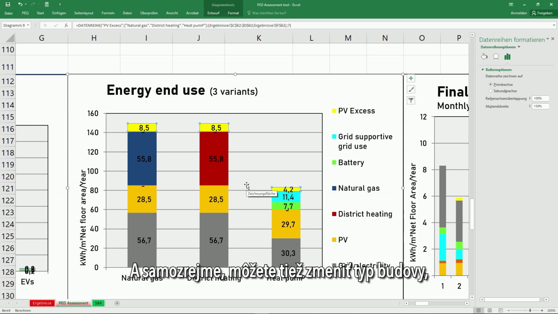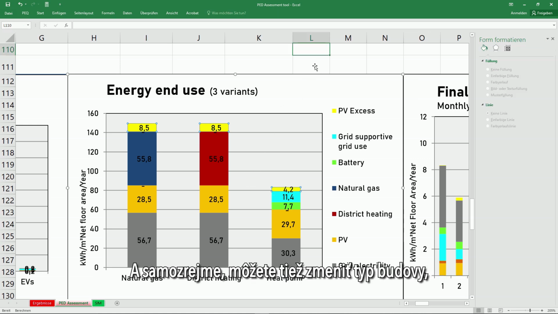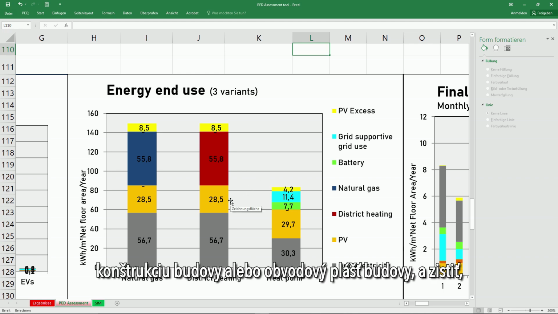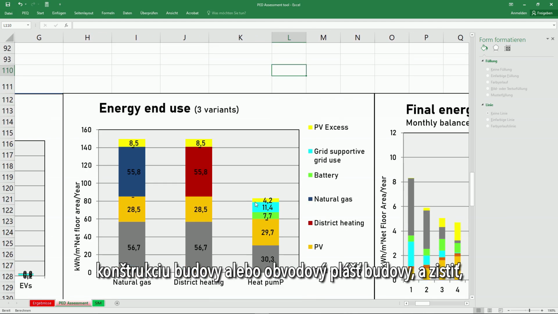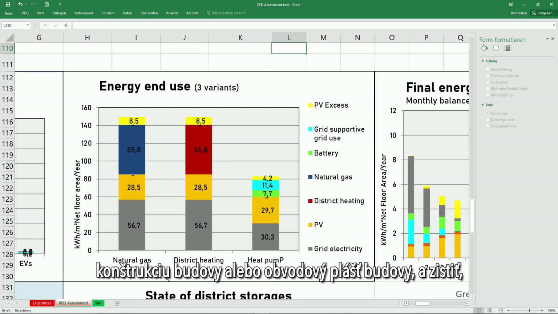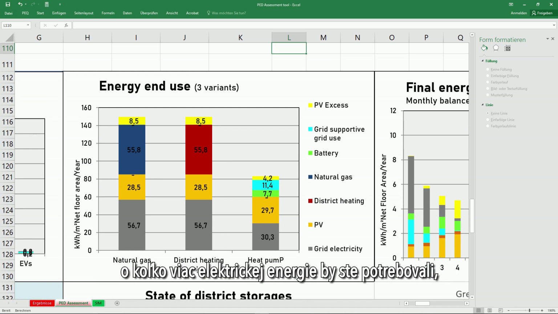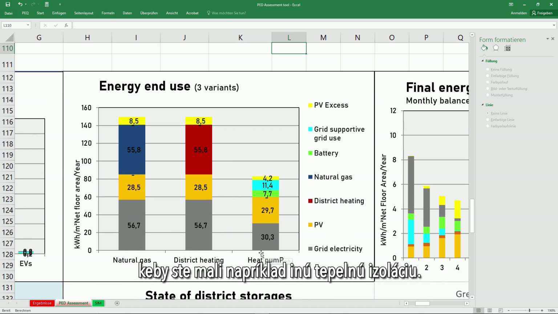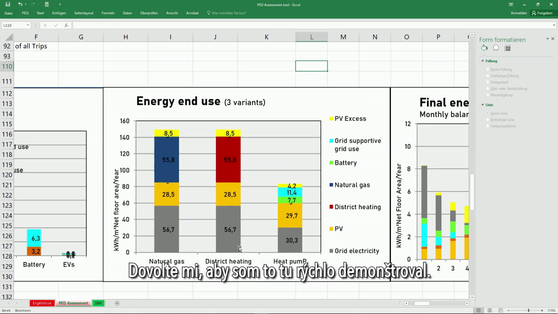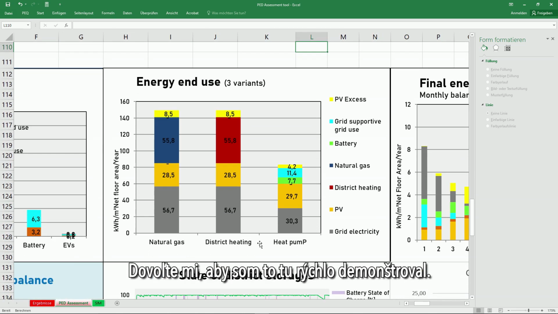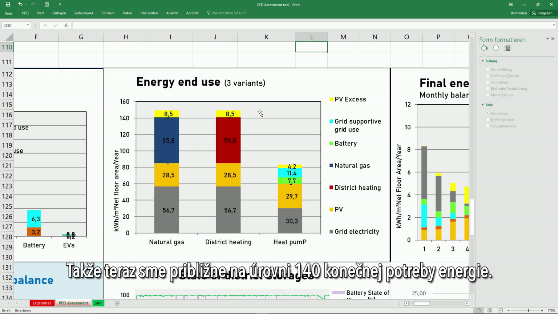And of course, what you can also do here is change the building type, the building construction, for example, the building envelope, and see how much more electricity you would need if you had different thermal insulation, for example. Let me just demonstrate this real quick here. So now we're at around 140 energy end use.